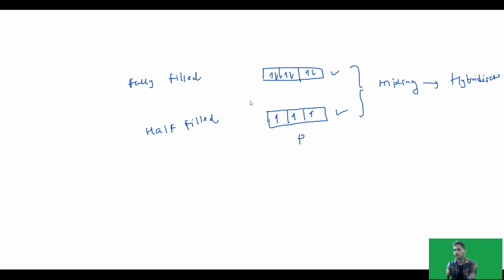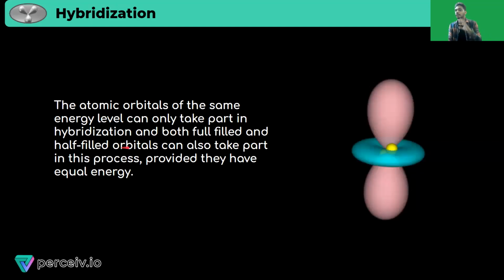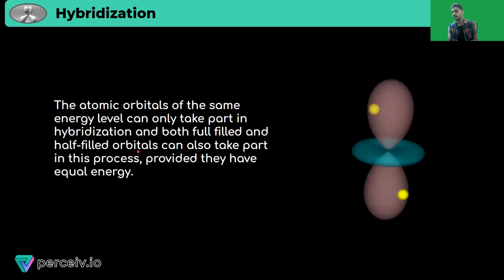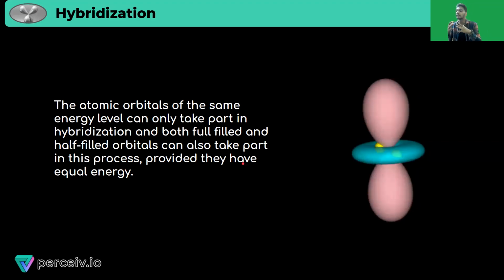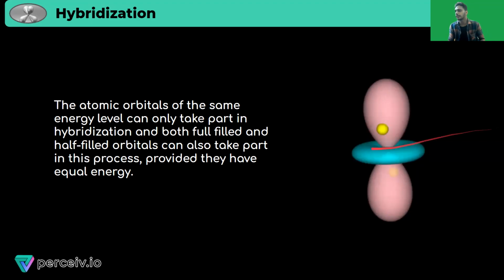So let's talk with the help of diagrams. It's a very interesting topic. Let's start with the PPT again. So here it is. The atomic orbitals of the same energy, both fully filled and half-filled, take part in the process provided they have equal energy. If fully filled and half-filled orbitals have equal energy, they can intermix with each other. Can you see here? This is a p orbital, and this is a p orbital here.